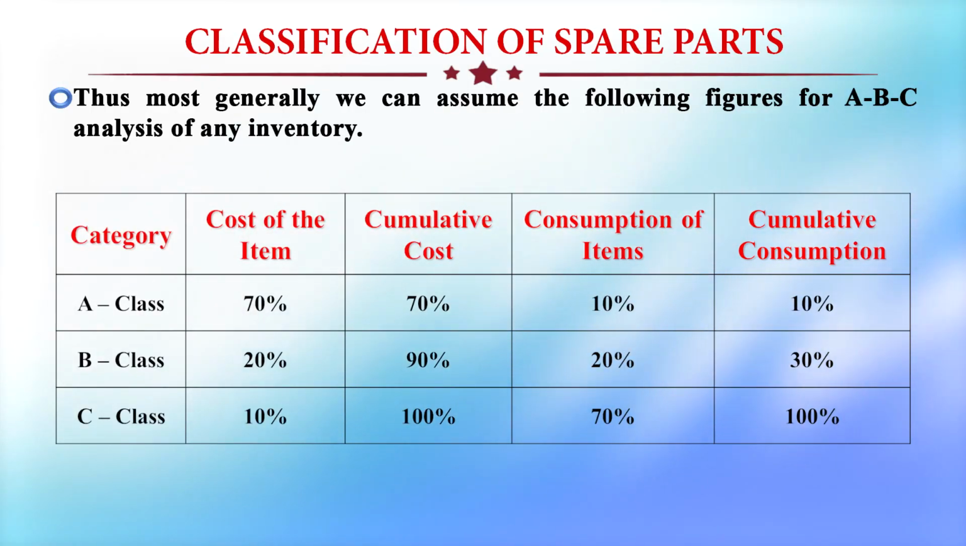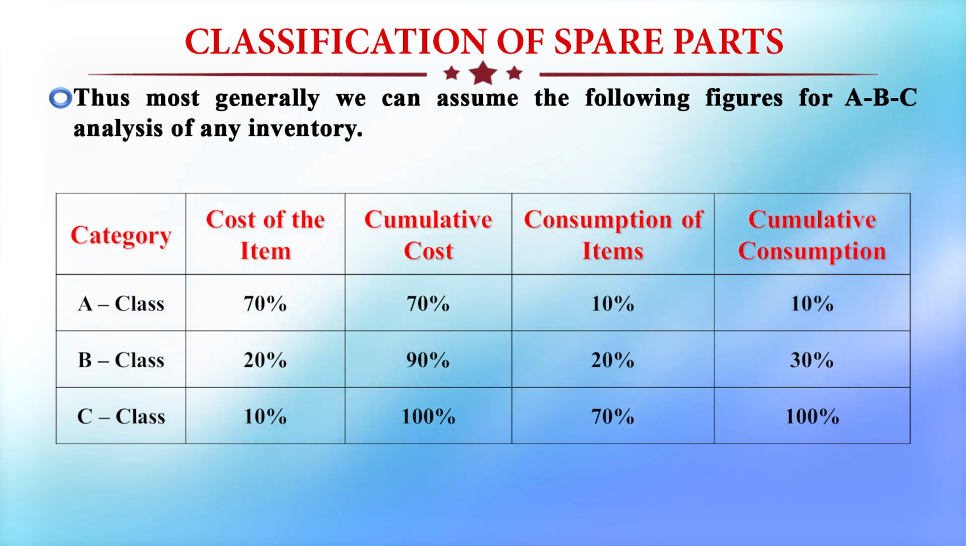Thus, most generally we can assume the following figures for ABC analysis of any inventory management system. Here you can see that for A class items, the cost of the item is 70% and the cumulative cost is 70%, while the consumption of items is only 10%.